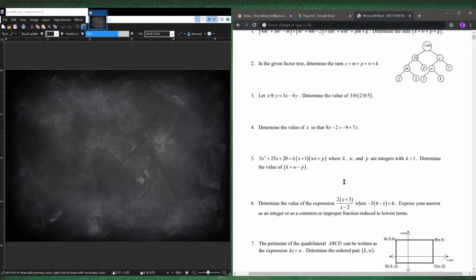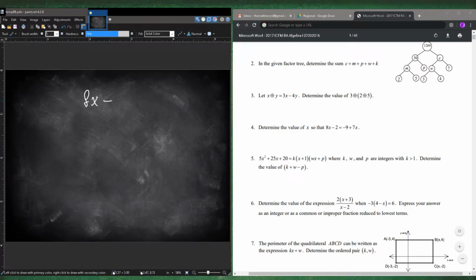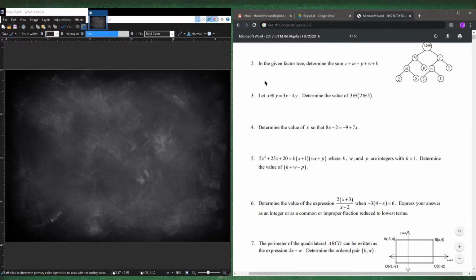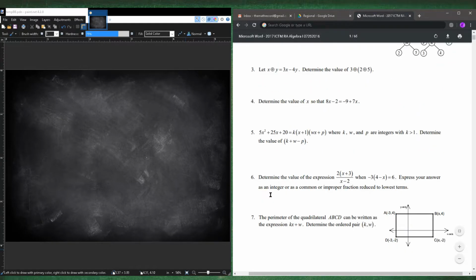Now number 4. Determine the value of x so that 8x minus 2 is equal to negative 9 plus 7x. So to do it pretty quickly, minus 7x here, and then plus 2, then plus 2. That makes the x cancel out, and that makes negative 7. So your answer is already done. So x is equal to negative 7 pretty quickly. So the first 4 questions are usually pretty simple. The first page is usually simple, so it's like 1 through 7.